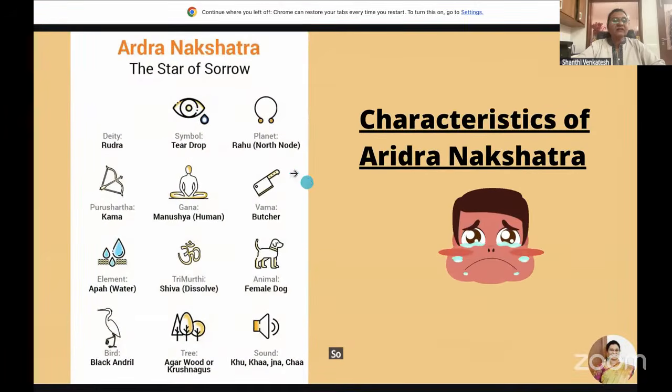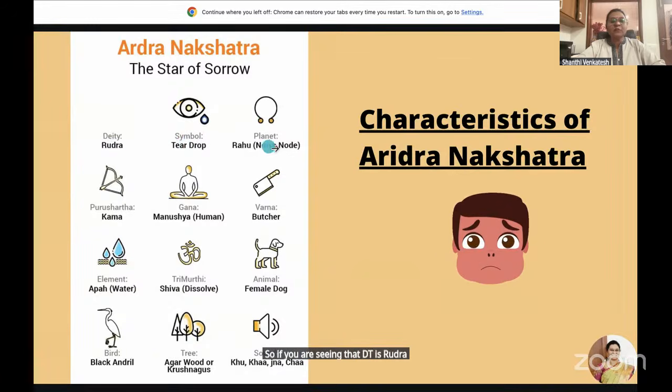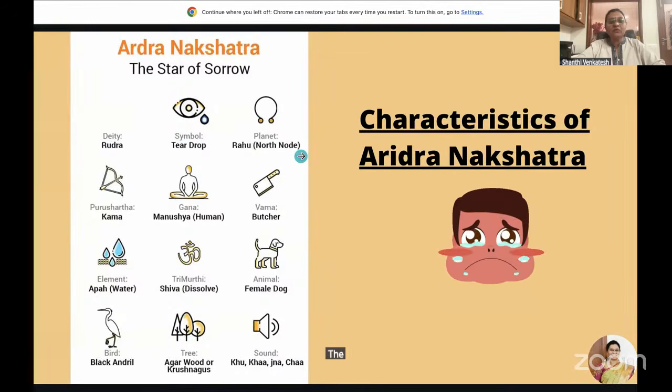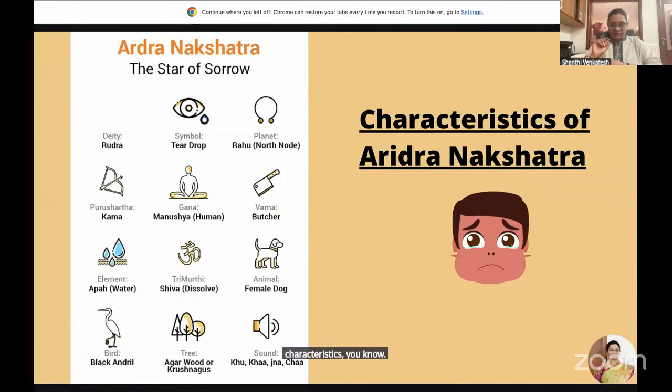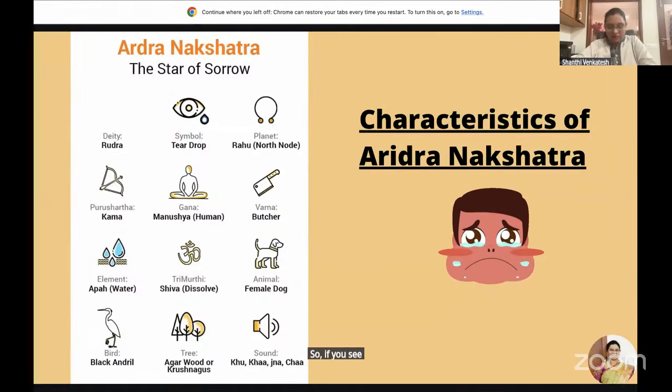So if you are seeing, the deity is Rudra, symbol is teardrop, and the planet that owns is Rahu. So these are the different characteristics. If you see the story of Rudra, according to the traditional story, Rudra was created from the tears of Lord Brahma. So Rudra is a fierce, powerful, and destructive, uncontrollable form of Lord Shiva, we can say. So this is what Aridra means.